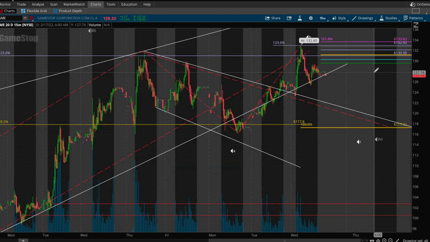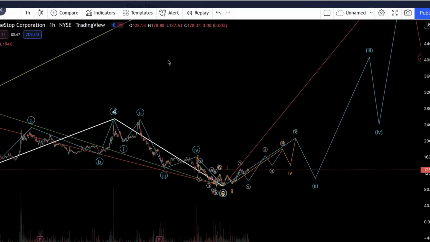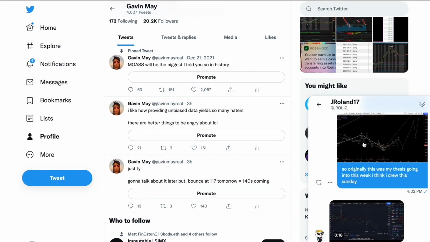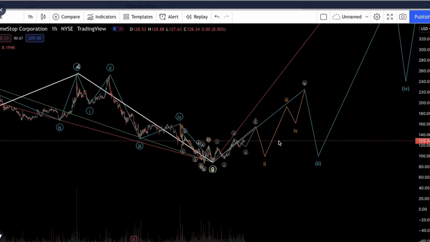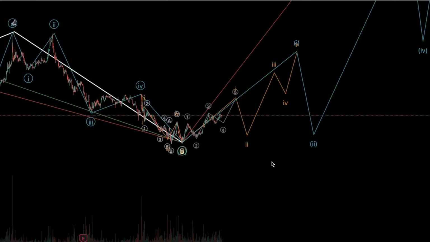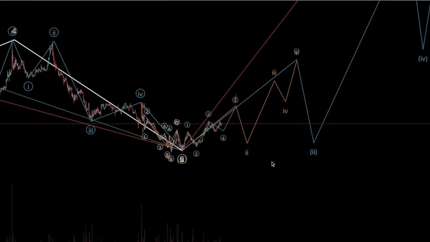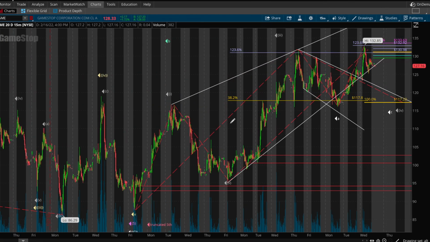Now, looking at this, you know what? Actually, going back to this, let me show you the count that I'm looking at now that I believe makes the most sense. And that would be this one. You can just look at it and kind of figure out what's happening. But the way I see it is right now, this is the wave 4, and wave 4 is always going to be an elongated sideways type correction. Wave 2 is deep, so keep that in mind. That's just the basic rules of alternation.